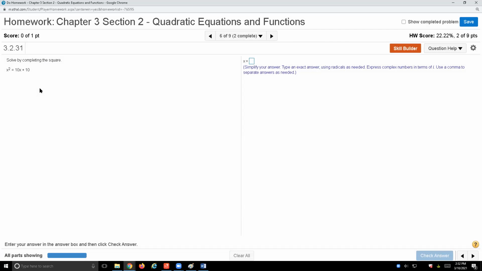Now, this equation is number 6. X squared equals 10x plus 10. Complete the square.